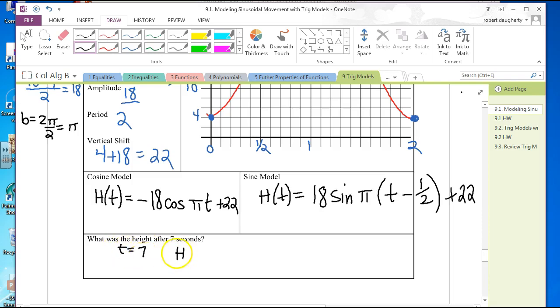So h of 7 is negative 18 cosine 7 pi plus 22. Now, where is 7 pi? This is 0. This is pi. This is 2 pi. When I come back around, what is this? Pi, 2 pi, 3 pi, 4 pi, 5 pi, 6 pi, 7 pi. 7 pi is going to be right here. What are the coordinates there?